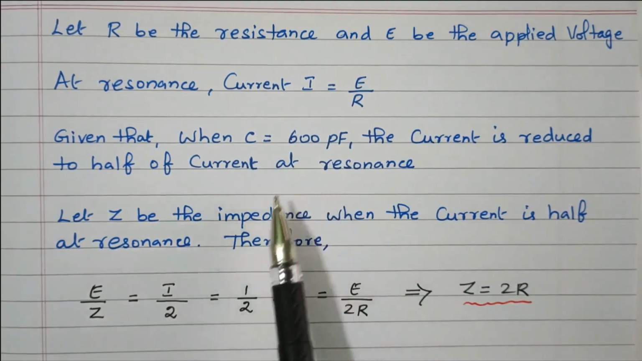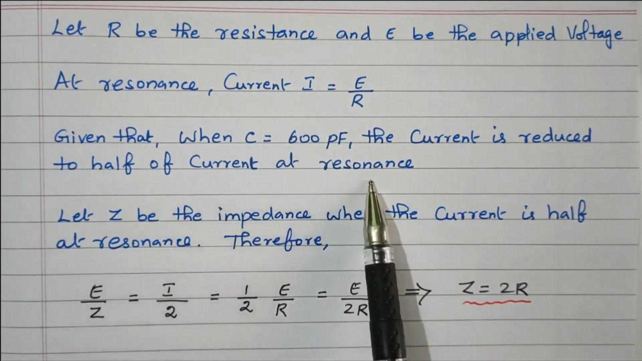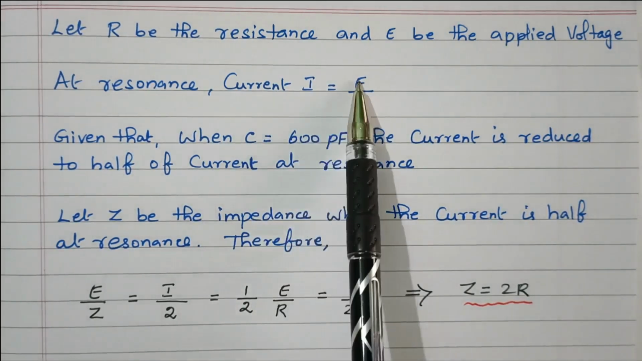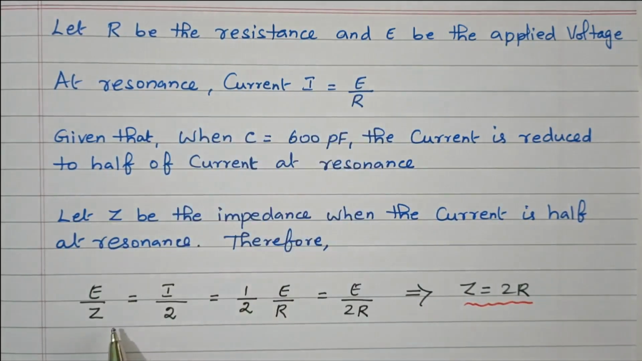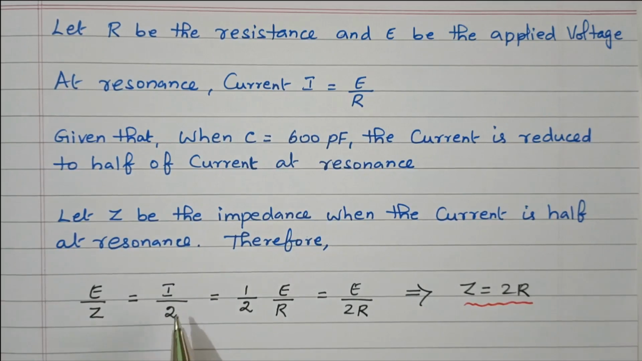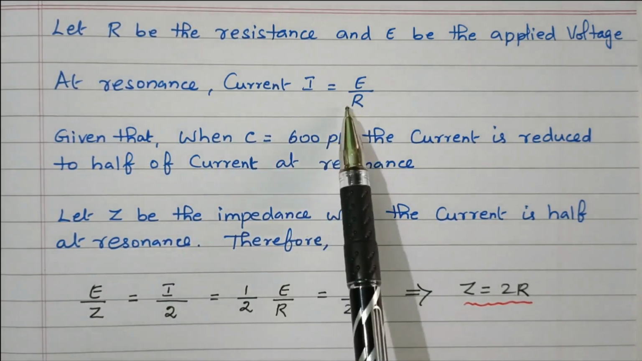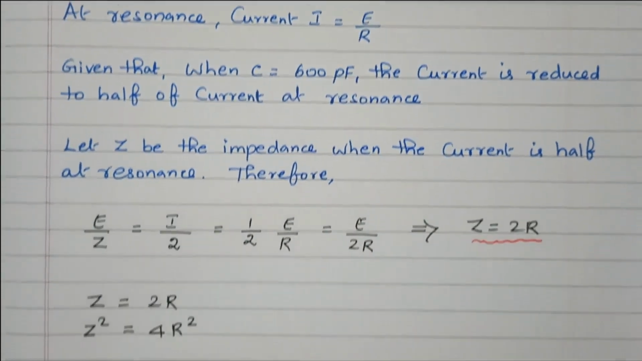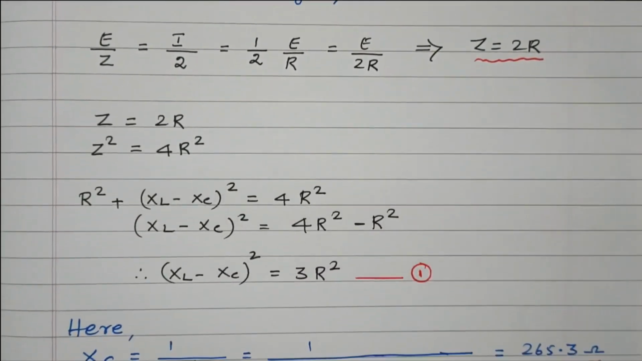At 600 picofarad, the current is half at the resonance, right? So I equal to E by R at the resonant condition. At this, E divided by Z equal to I divided by 2, half of the current. So this I is replaced by E by R because it is under resonance. By comparing the first and last step, Z equal to 2R, right? Now we'll go for the further simplification.